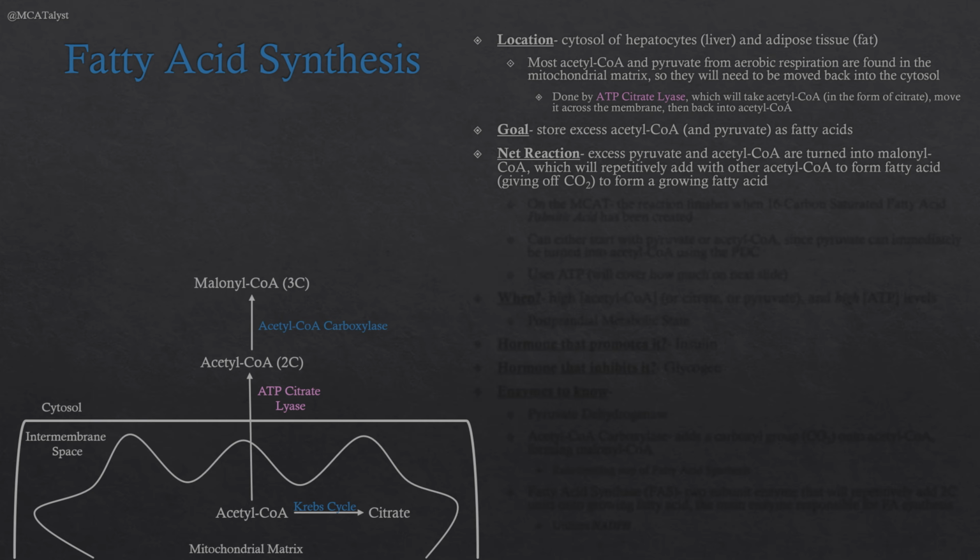This is done by an enzyme called acetyl-CoA carboxylase. A carboxylase is an enzyme that's adding a carboxyl group. Basically, it's adding a carbon dioxide to it. Notice that we jumped from 2 carbons to 3 carbons in this step. Now that we've formed this malonyl-CoA, we're going to use another enzyme called fatty acid synthase to add on an acetyl-CoA, basically.